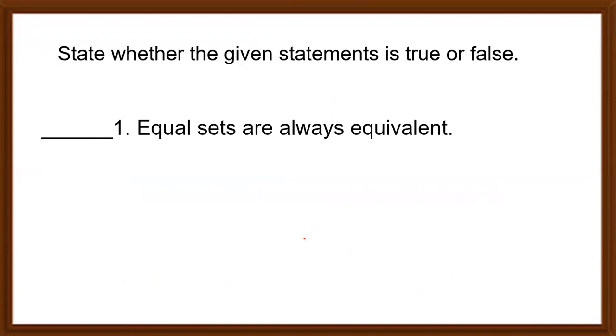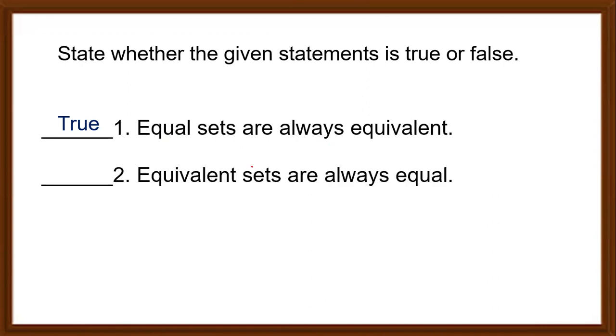Okay, now we are going to state whether the given statement is true or false. Equal sets are always equivalent. That is true. Bakit kaya siya true? Kasi di ba pag sinabi natin equal sets, exactly the same elements. Siyempre kung exactly the same elements siya, parehas din yung kanyang number of cardinality. Kaya nga ang equal sets ay lagi po siyang equivalent, because since they have the same elements, automatic, same din yung kanyang number ng cardinality.